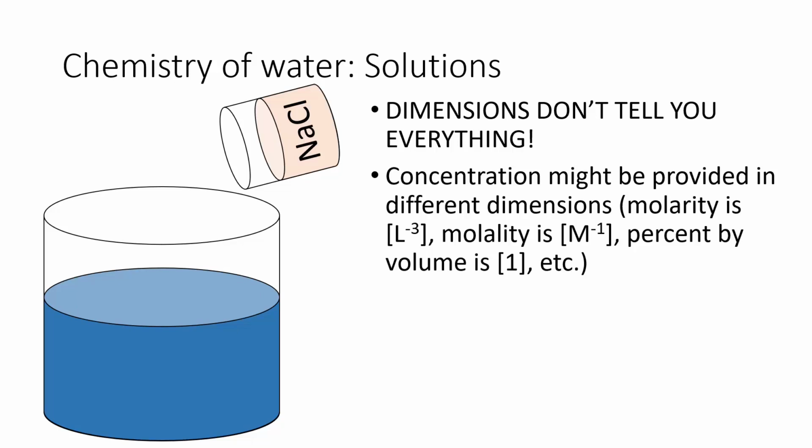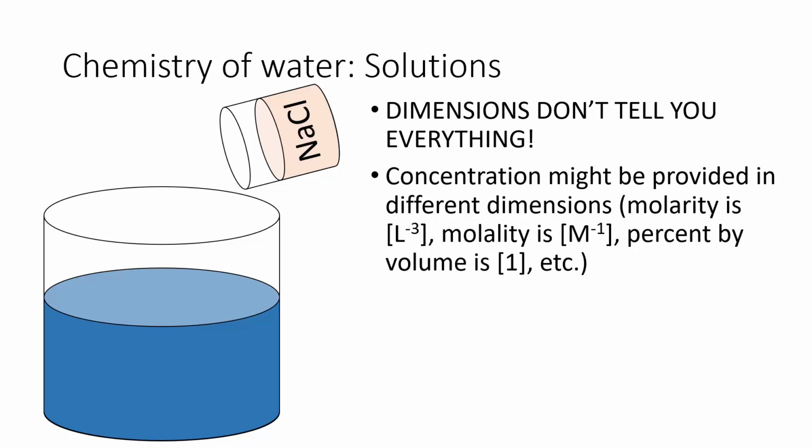Molarity is one of those variables that has units but does not have dimensions. So molarity is just per volume. The dimensionality of molarity is per volume. Molality is per mass. Same thing, moles per mass.